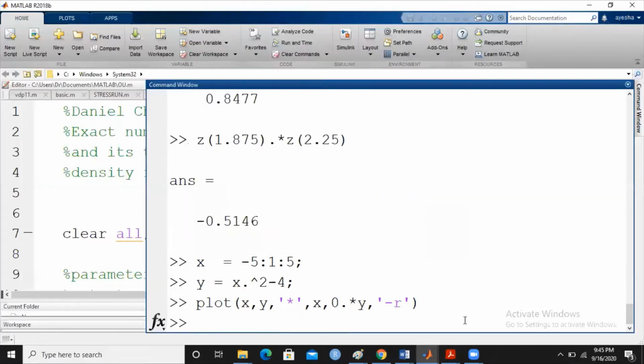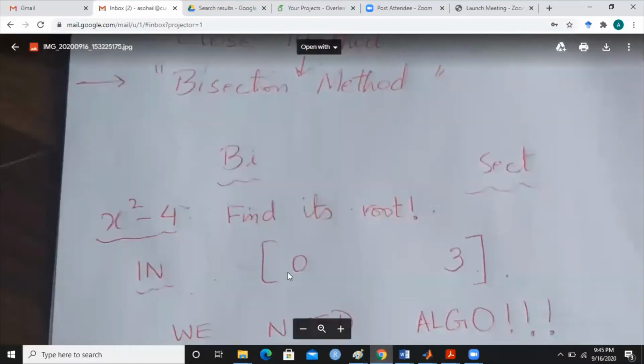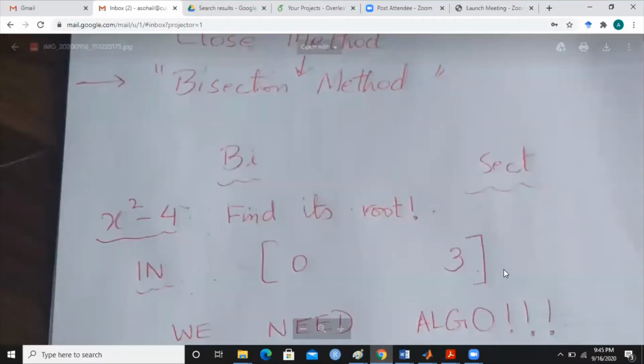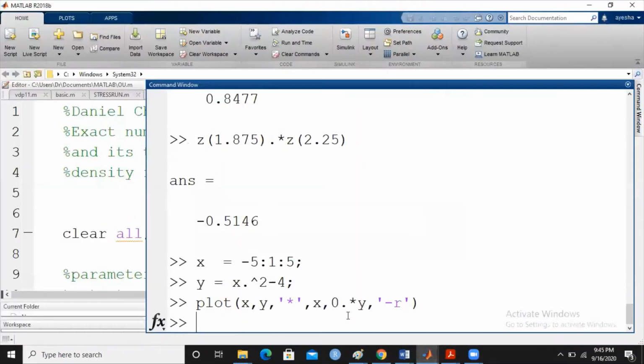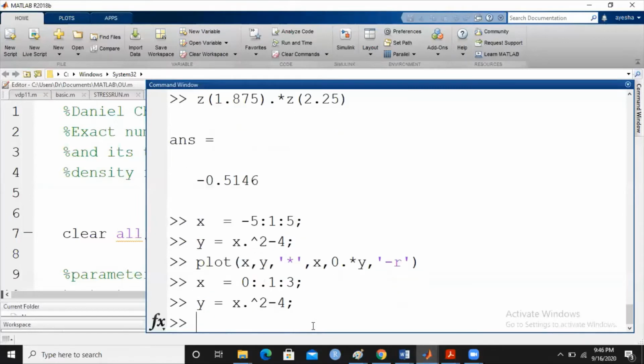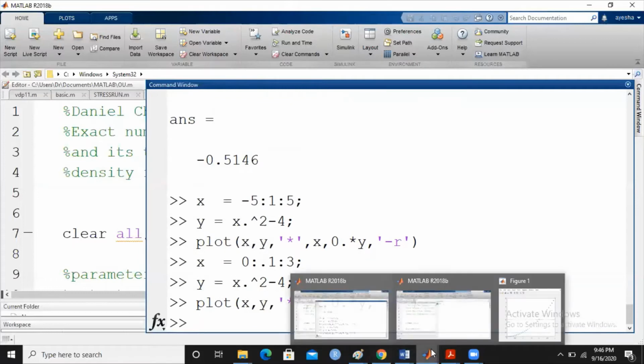Now let me look at the question carefully. The question says that I have the closed interval from 0 till 3. So let me correct my interval. I'm going to edit the x. The lower bound is 0, the upper bound is 3, and I will put the step size 0.1. Why? Because I want to make a better picture. Now I will have y, and now I'm going to plot it.